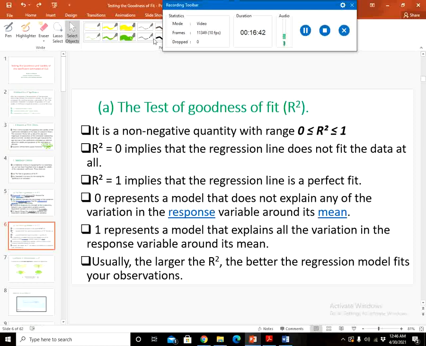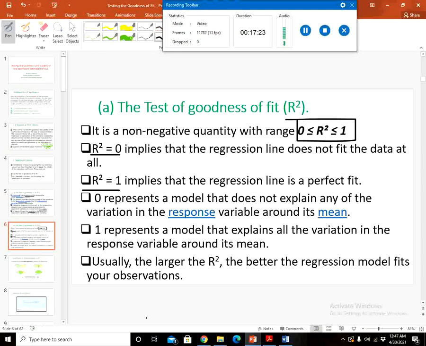R-square is a quantity, right, that ranges between 0 and 1. 0 is less than or equal to R-square, and R-square is less than or equal to 1, right? R-square equal to 0 implies that the regression line doesn't fit the data at all, meaning there is no practical relationship between the independent variables and the dependent variable. The independent variable doesn't affect the dependent variable. There is no effect. Again, R-square equal to 1 implies that the regression line is a perfect fit.